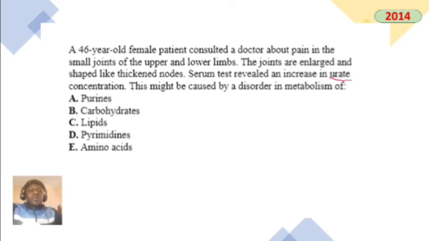A 46-year-old female patient consulted a doctor about pain in the small joints of the upper and lower limbs, right? So these are the symptoms of gout. The joints are enlarged and shaped like thickened nodes. Serum test revealed an increased urate concentration. This might be caused by disorders of metabolism of what, right? So gout is caused by what? Increased concentration of uric acid in blood, right? Uric acid comes from degradation of purines, right? So that's your answer.